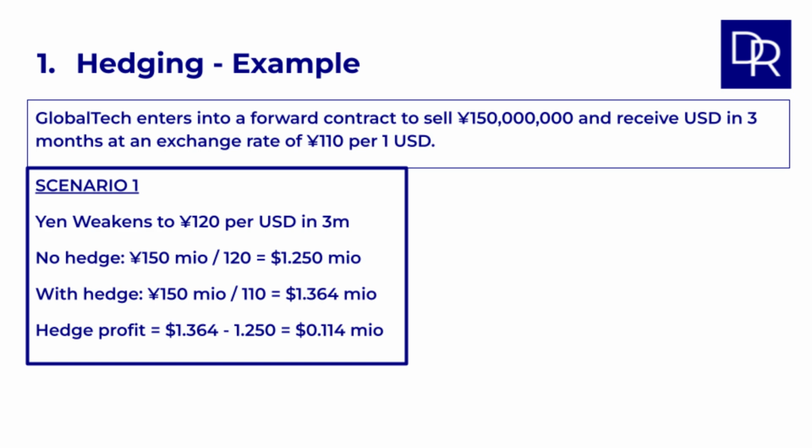Scenario 1. The yen weakens to 120 yen per 1 US dollar in 3 months. If Global Tech hadn't hedged and the spot rate became 120 per dollar, the 150 million is converted to 150 million divided by 120, which equals $1.25 million. However, because they did hedge with the forward contract at 110, they will receive 150 million divided by 110, which is about $1.364 million. So they made a profit from the hedge of about $114,000. The forward contract protected them from the negative impact of the yen weakening.